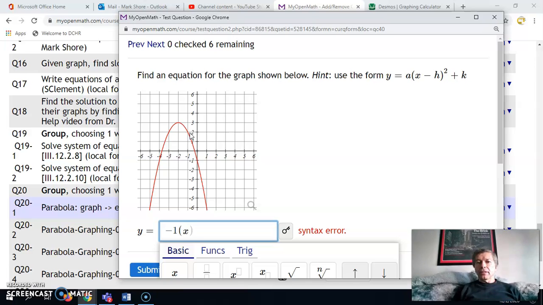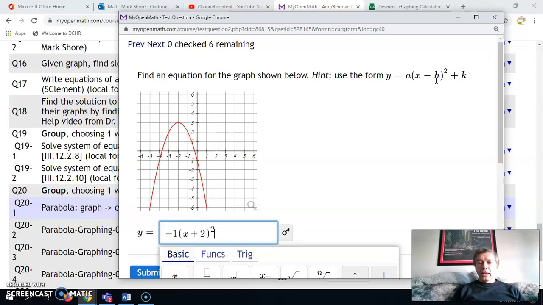Now, the vertex point is right here on the x-axis at -2. If you plug -2 in there for h, you'd have x minus a -2. Well, when you subtract a negative, it's the same as adding a positive. So that's going to be x plus 2 squared. And then the k is the y part of the vertex point, which is up here at 3. So we say plus 3.